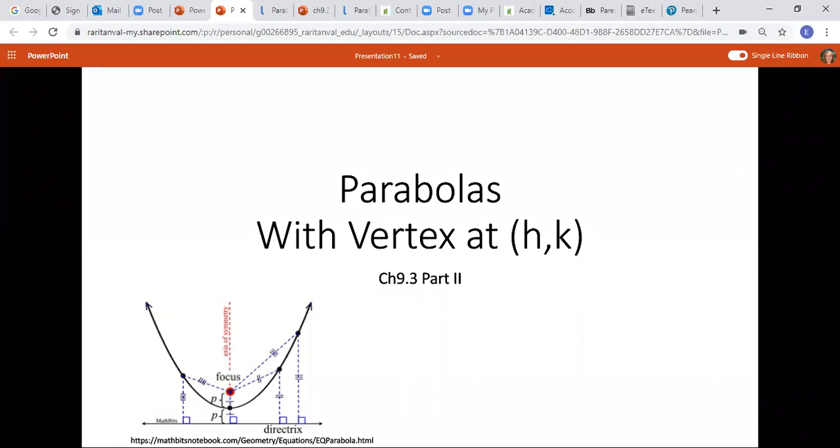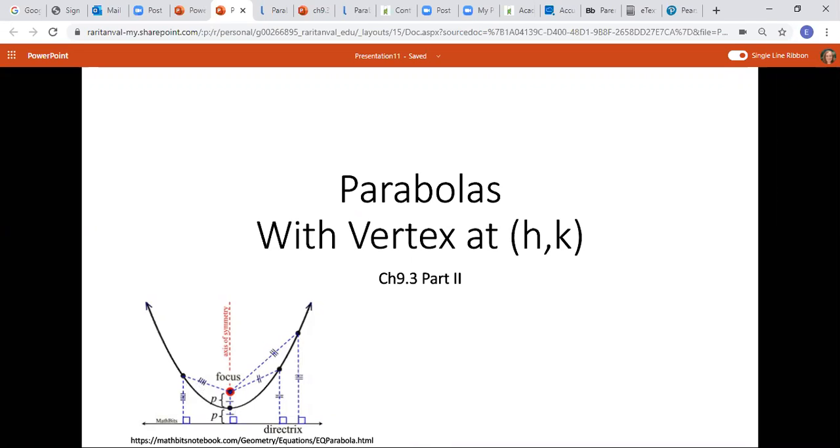Hello, this is the second video in a series on parabolas, and this video is focusing on parabolas that have been shifted from the origin. So the vertex is at some point (h, k). I put this down here just as a reminder that a parabola is defined as the set of points that's equidistant from the focus and the directrix.